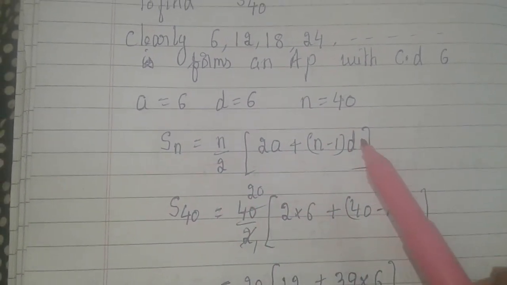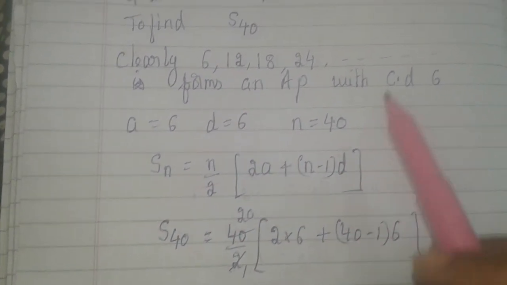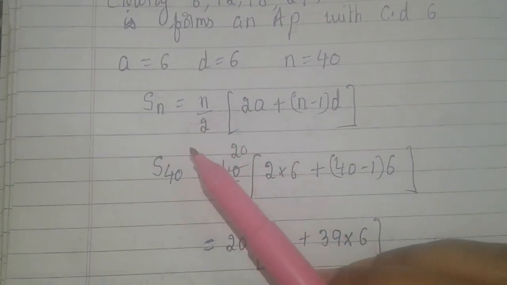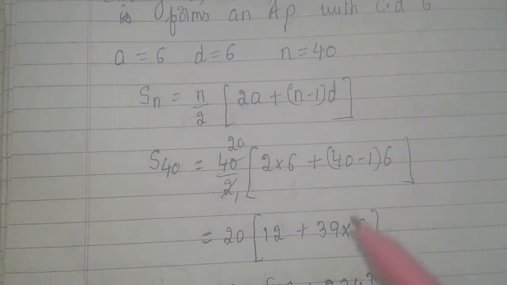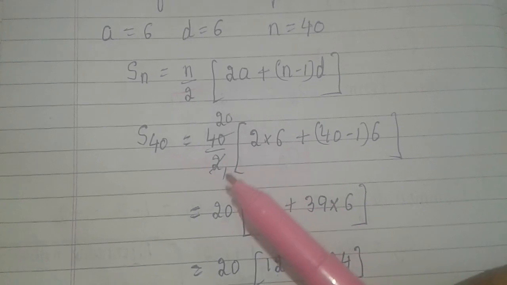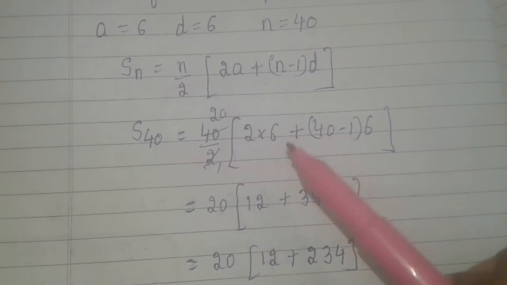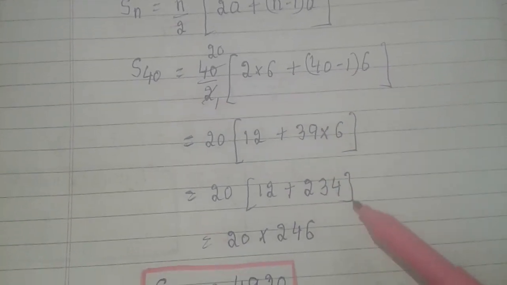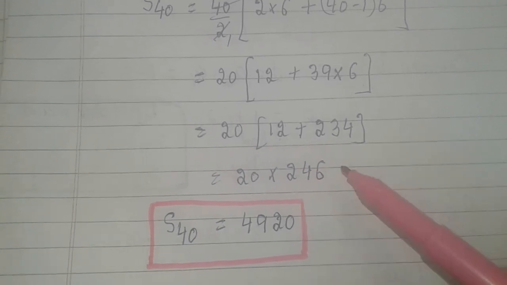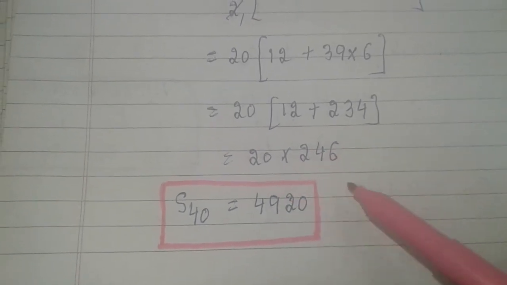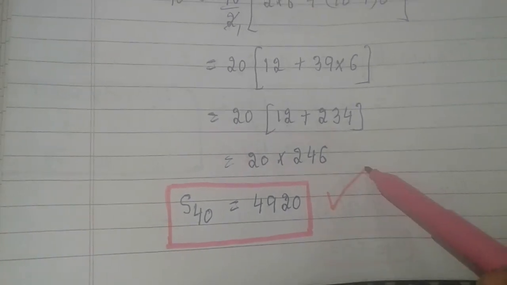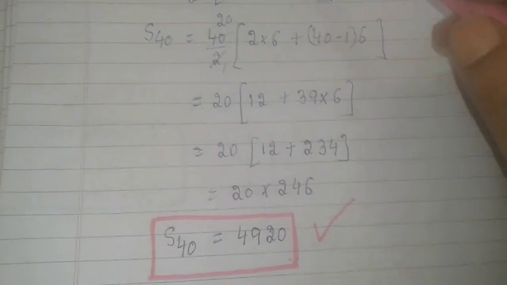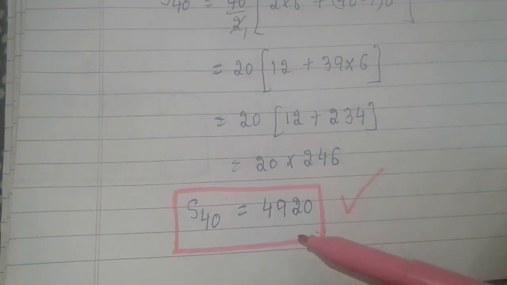So I can't use the second formula. I can use the second formula when I know A40, but I didn't find A40. So I can go with the first formula. Sn equals n by 2 into 2a plus (n minus 1) into d. S40 equals 40 by 2 into (2 into 6 plus (40 minus 1) into 6). 2 6s are 12. 40 minus 1 is 39. 39 into 6 is 234, plus 12 is 246. 246 into 20 is 4920. So you can conclude here the sum of 40 integers which are divisible by 6 is 4920.